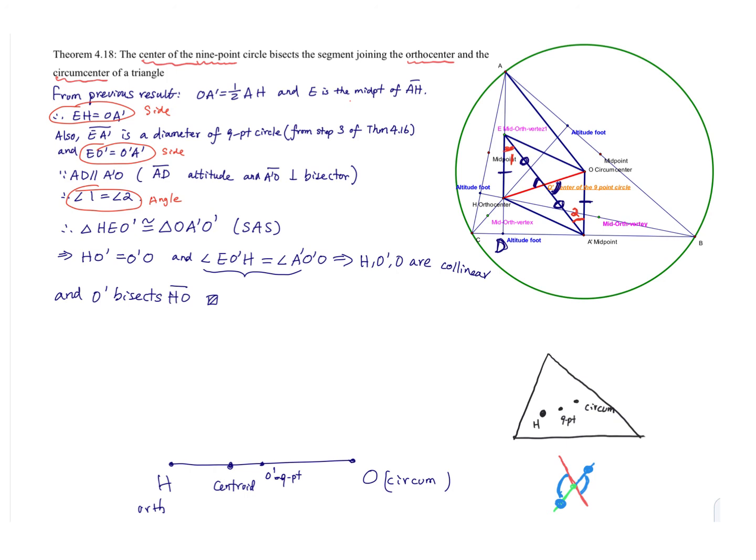And in your homework, you're going to figure out some relationship between those segments. We already know the centroid trisects OH. Now, in this new theorem 4.18, we know O', which is the center of the 9-point circle, bisects OH. So in your homework, you're going to do a little algebra and figure out some relationship, like the distance between some points.